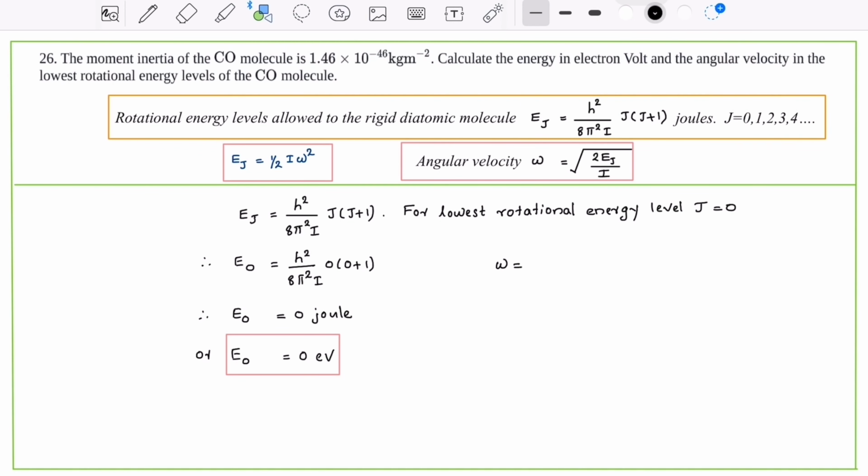Now we have EJ equal to half I omega square. Therefore, the angular velocity omega is root of 2 EJ by I. For the lowest rotational energy level, the value of E is 0. Therefore, omega is equal to root of 2 into 0 by the moment of inertia, which is given as 1.46 into 10 raised to minus 46. Therefore, we can say that the angular velocity in the lowest rotational energy level is 0 radian per second.